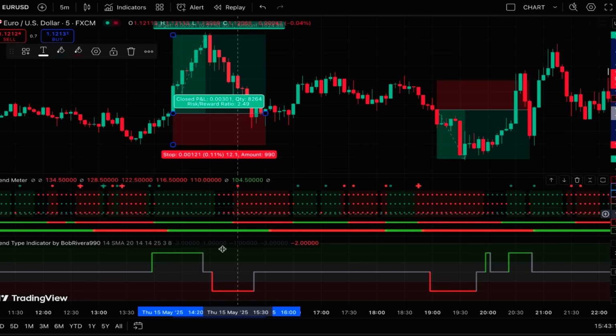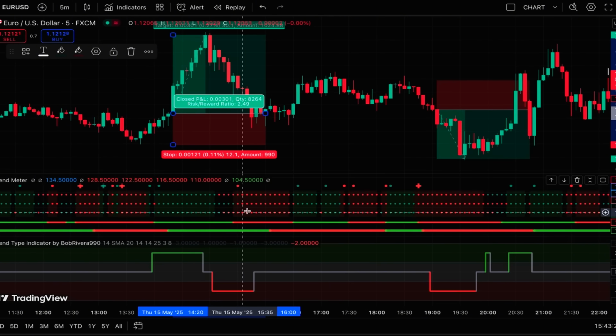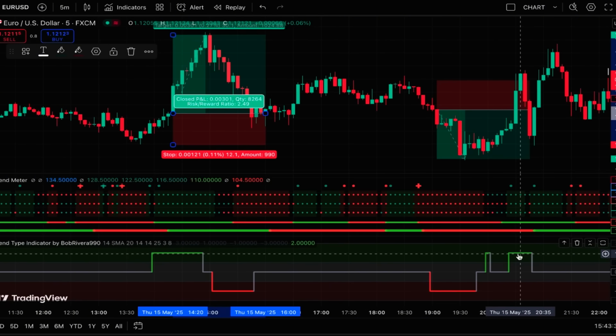Here during this time, this indicator is showing decline of the price, but here we don't have the situation where all of them are red, or for example here or here where this indicator turned to green, we don't have all of them green.